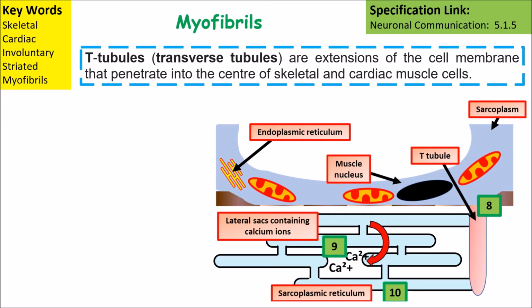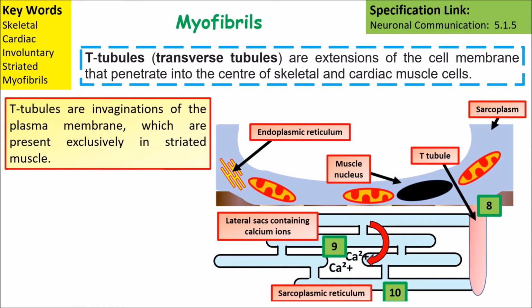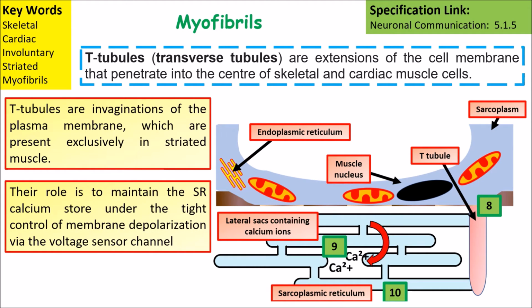T-tubules are extensions of the cell membrane that penetrate into the center of the skeletal or cardiac muscle itself. T-tubules are invaginations of the plasma membrane which are present exclusively in striated muscles. Their role is to maintain the calcium store that is needed for depolarization, which eventually causes muscle contraction.